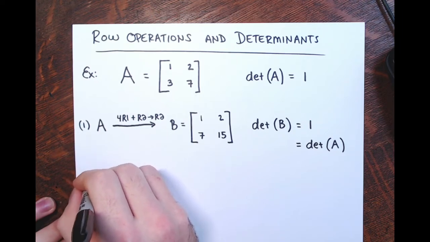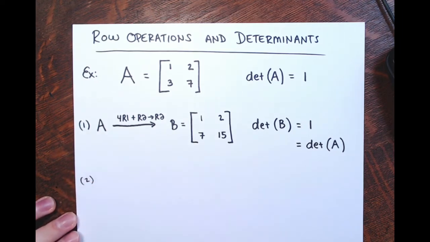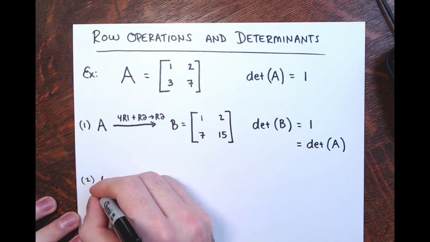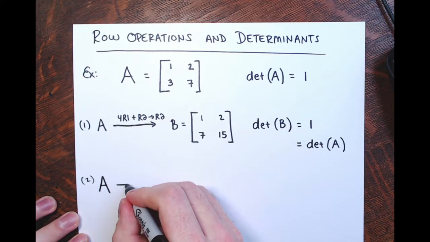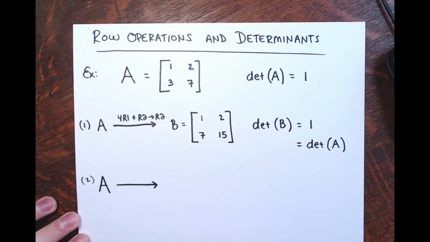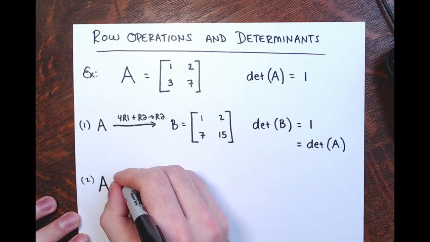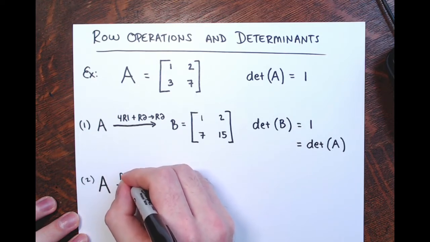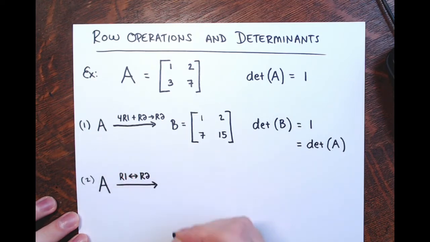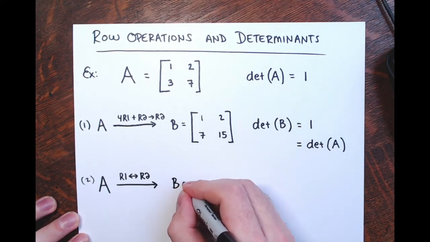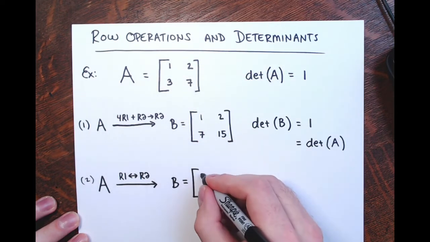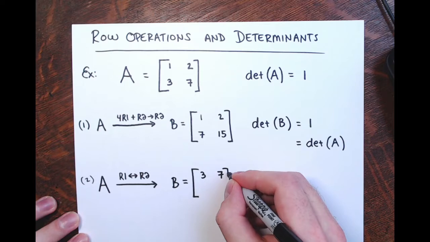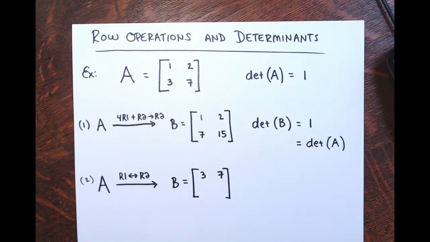The next one they mentioned, right? The other was just switching rows. Right, so again, I'm going to start with matrix A. Start with this matrix here, and I'm going to perform a row operation where I just switch the rows. Right, so row 1 switches with row 2. And this will create a new looking matrix. We'll call this matrix B again. And if I just simply switch the rows, that'll be 3, 7 up top, and 1, 2 on the bottom. Right? 1, 2 for the second row.